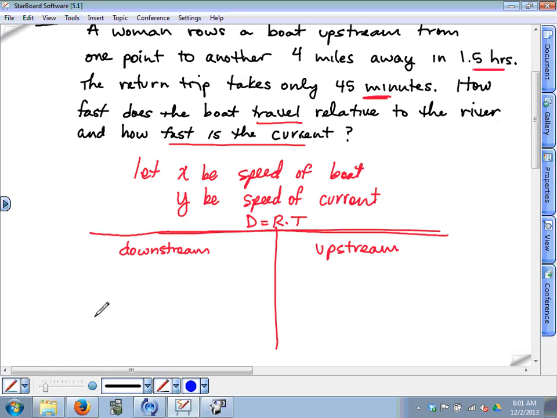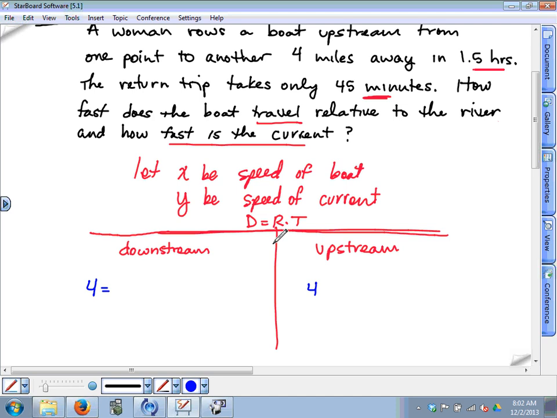What's her rate going upstream? It's the speed of the boat, and then you take away the speed of the current, because isn't the current acting against her? Okay. How far did she travel downstream? What was her distance? 4 miles. 4 miles both ways, and it's the same going upstream. Her distance was 4 miles.